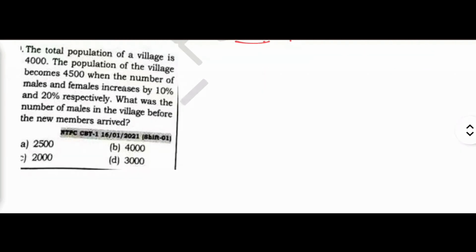Again here also we can apply mixture and alligation, but I will show you how. The total population of a village is 4000. The population of the village becomes 4500 when the number of male and female increases by 10%, 20% respectively. What was the number of males in the village before the new members arrived?